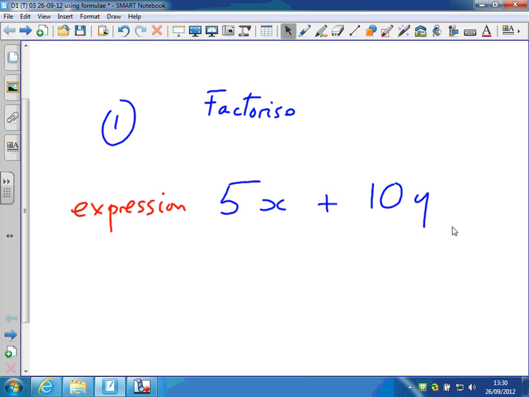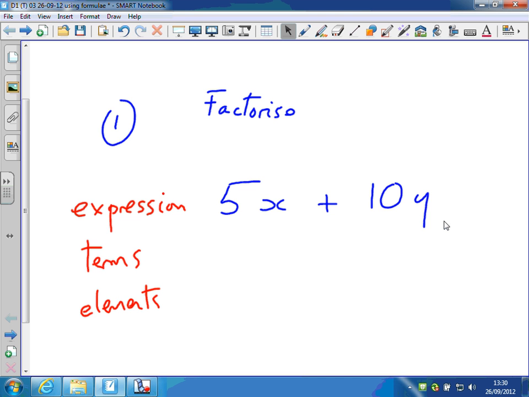Within this expression, I've got two terms. So that's a term and that's a term. So expressions involve terms, and then within the term are elements. So the 5 and the x are elements within that term. I'll tend to use these words. It's not crucial that you know them, but I'll be using these words.